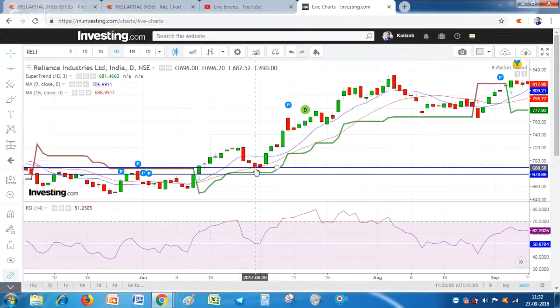If it breaks our entry level, there is a condition where we can make use of RSI also. If RSI breaks below 50, there we need to exit. At least we need to exit with some small loss. We can take a little loss, or we can exit cost to cost.